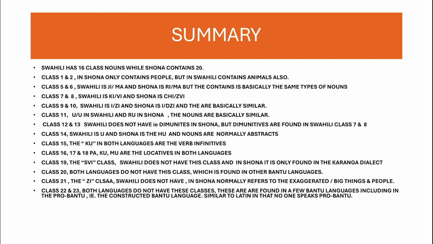Class 14, U and Hu nouns, normally these are abstracts. Class 15 is Ku, the infinitives, verbs. In both languages, they are the infinitive verbs. Class 16, 17, and 18 are the locatives. In both languages, they are locatives. Shona goes further and puts class 19, the Shi, but it is normally used in the Karanga dialect. Both languages do not have class 20.